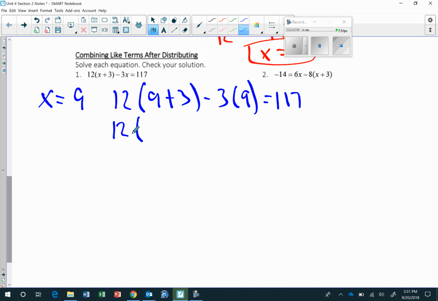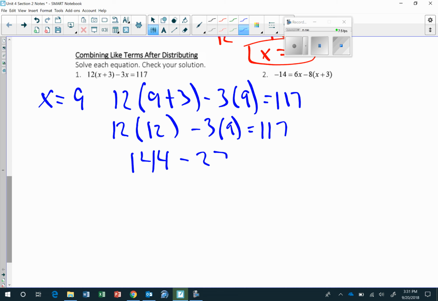9 plus 3 is 12. So then I have 12 times 12, which is 144, minus 3 times 9, which is 27. So I'll get 117 equals 117. So I know I'm all good there.